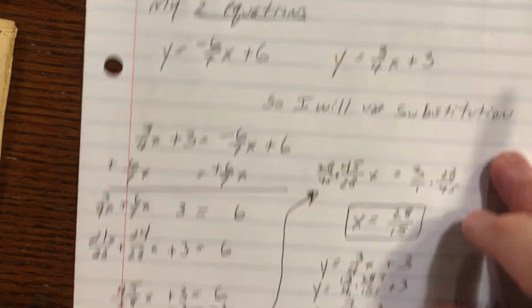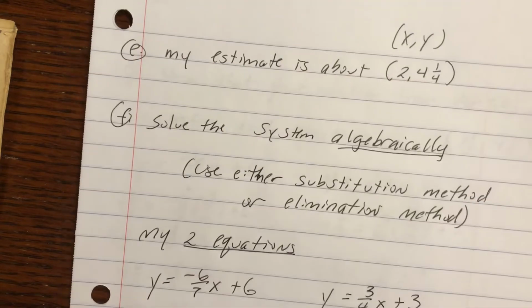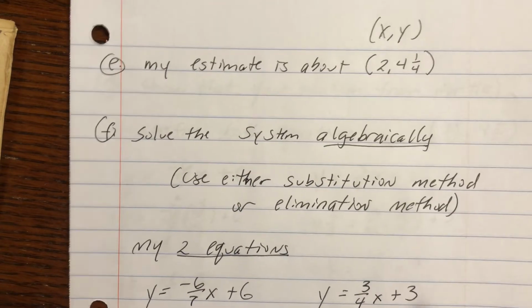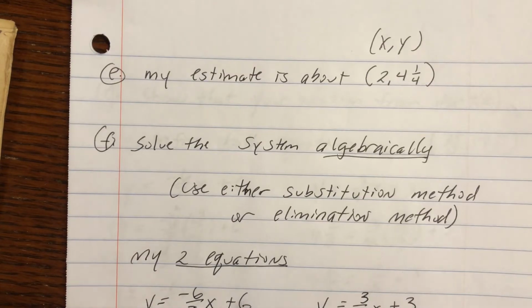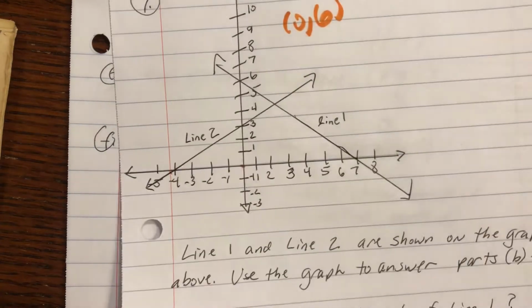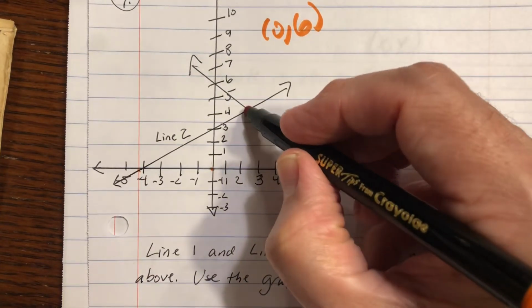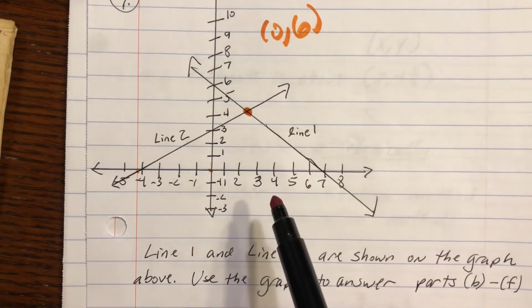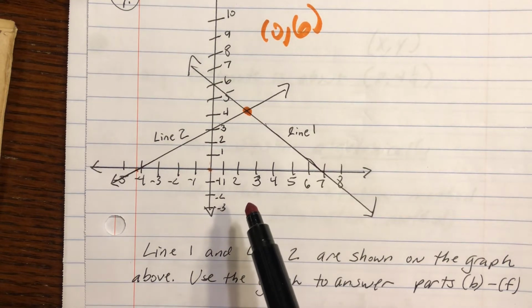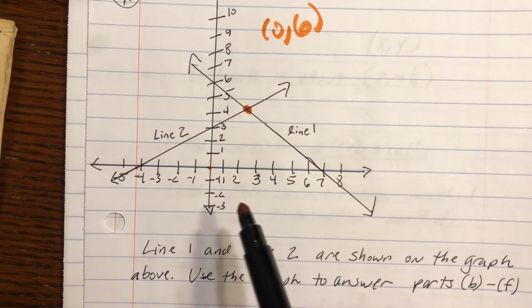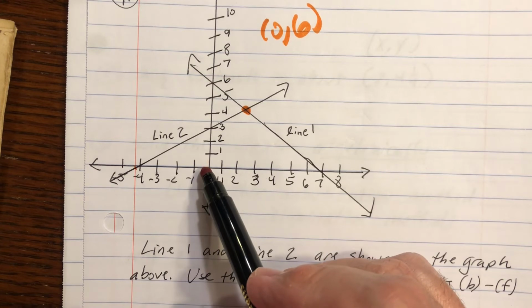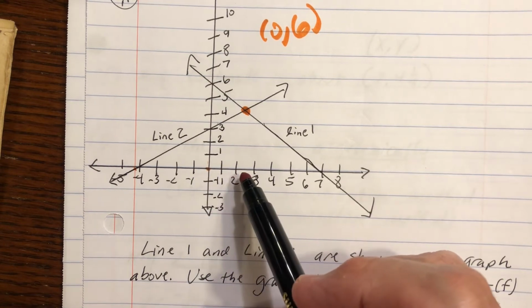Now we're going on to part E. And part E says estimate what I think the solution is based on what the graph looks like. So when I go back and look at my graph, I'm trying to look at where the lines cross and intersect, and that is right there. So I'm estimating about what I think my x-coordinate is, and then I'm going to estimate what I think my y-coordinate is.